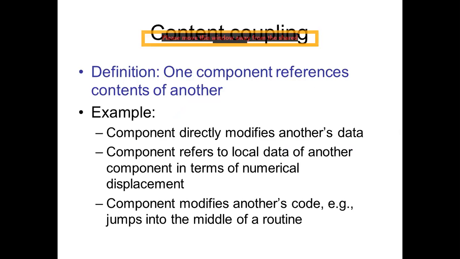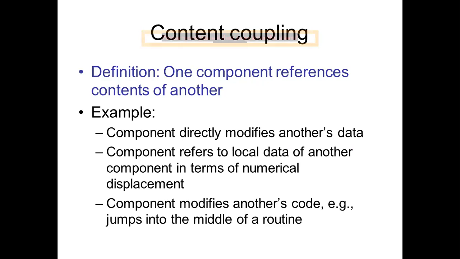Now, what is control and content coupling? Now we can define the various types or the classification of the coupling. Content coupling is what? One component references the contents of another. It means we can see the connectivity here: one component references the contents of another, which means strong connectivity.